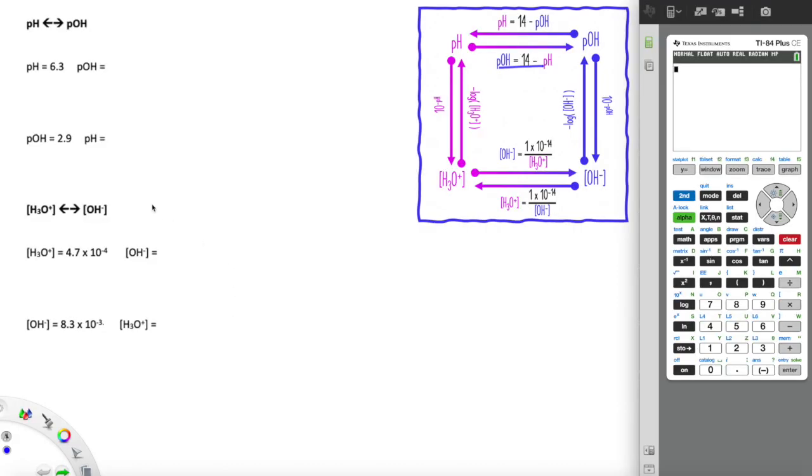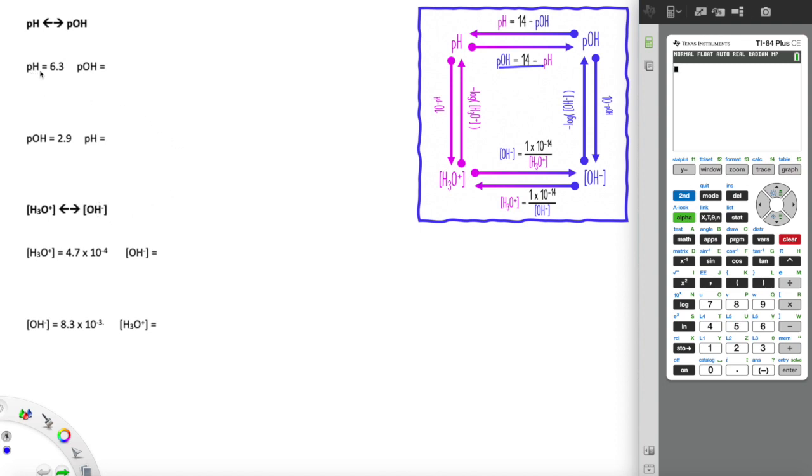All right, so in this part of the video, we're going to be doing some example calculations. The first two calculations we're going to do up here are going to be between pH and pOH. And then down here, we're going to be doing some calculations converting between hydronium ion concentration and hydroxide ion concentration. So let's go up here.